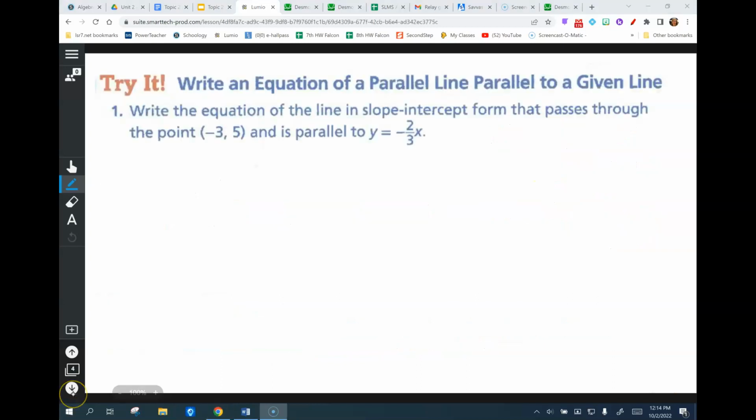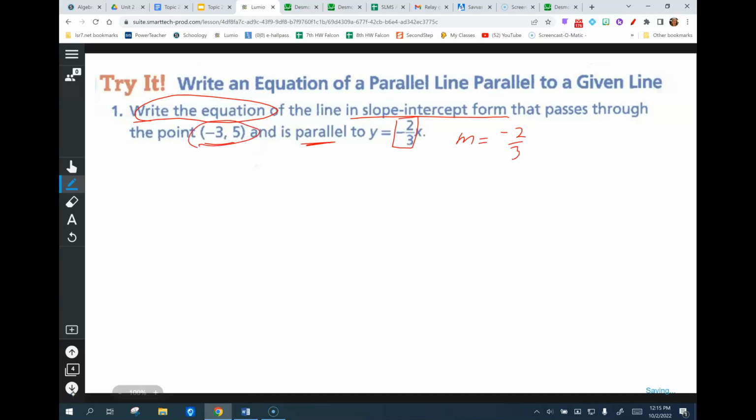Good. So now we're going to use this information to write an equation of a line in slope-intercept form that passes through this point and is parallel to this one. Okay, what does it mean if lines are parallel? Right, the slope is the same. So here is my slope. What is going to be the slope of my new line? Exactly, negative 2/3. That is my slope.